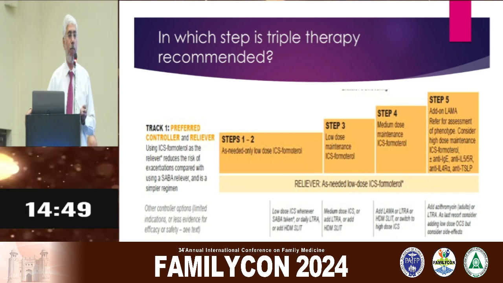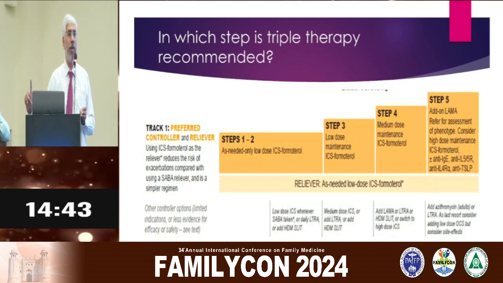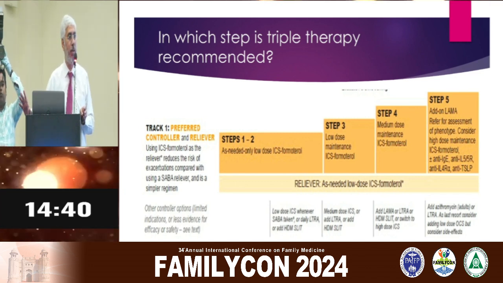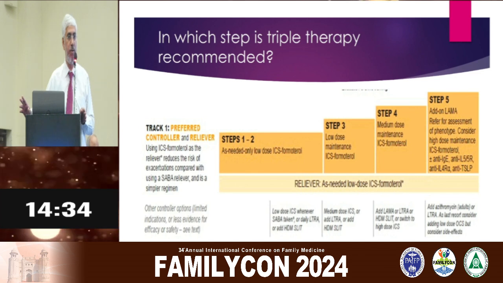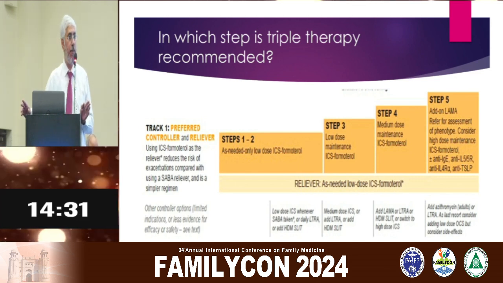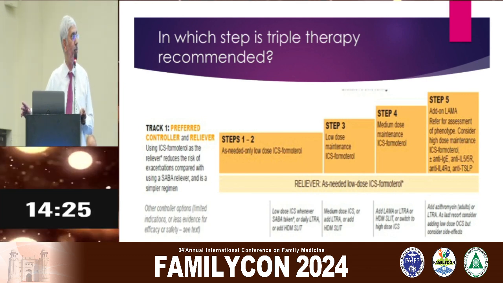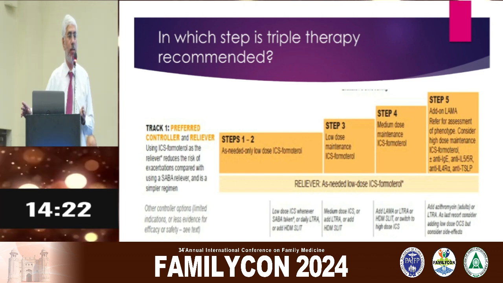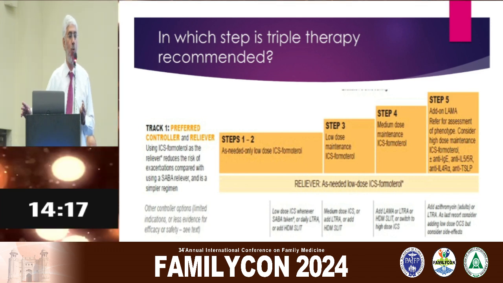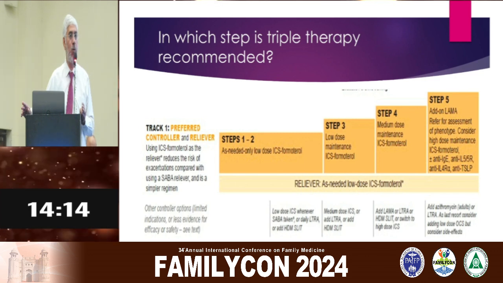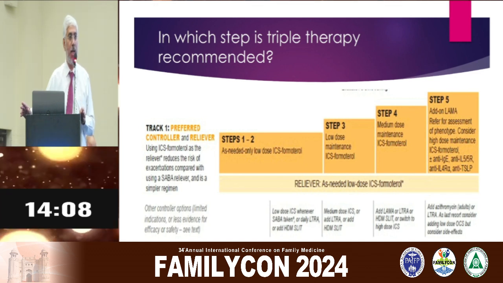This is the stepwise management approach of bronchial asthma, and I believe in only one track of management of asthma, because you will be confused if you study track 1 and track 2. In this stepwise approach, you can see step 1, step 2, and step 3. These are basically managed by inhaled steroids. You are increasing the stepwise dose of inhaled steroids. So there is no role of triple therapy up to this level.